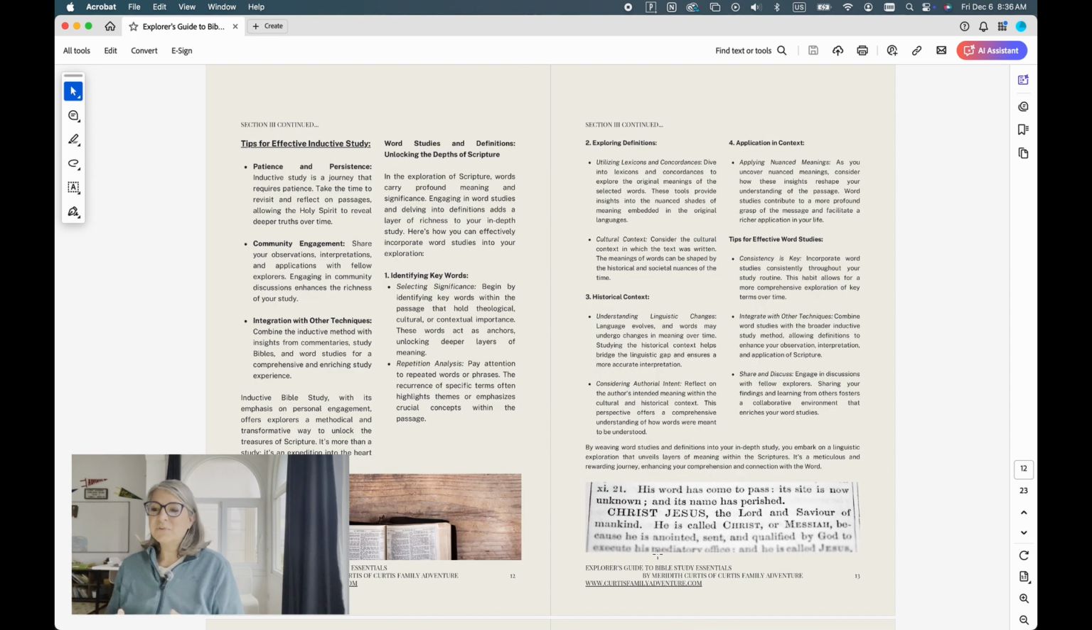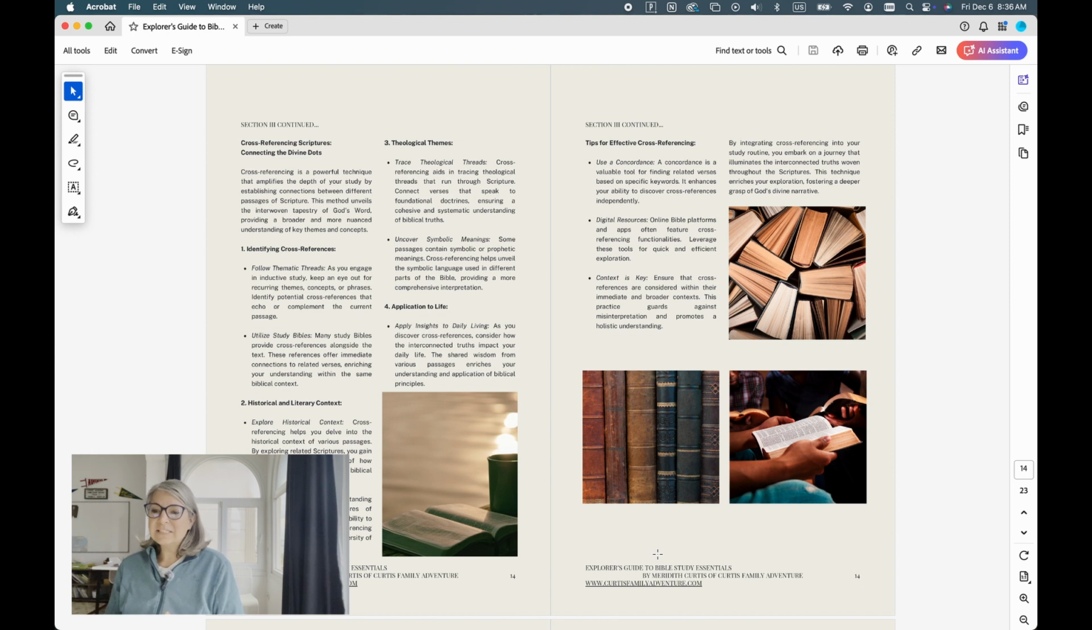Also include tips for effective inductive Bible study and go into a little more detail about word studies and definitions, which is some of my favorite part of Bible study. We're also going to talk about cross-references and connecting the dots with the greater story. The Bible really is one big story with a bunch of little stories that all connect. And so it is important to always read scripture within the context of the whole book.